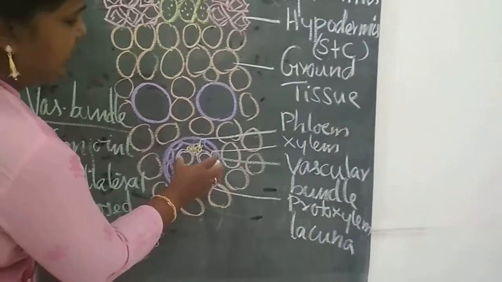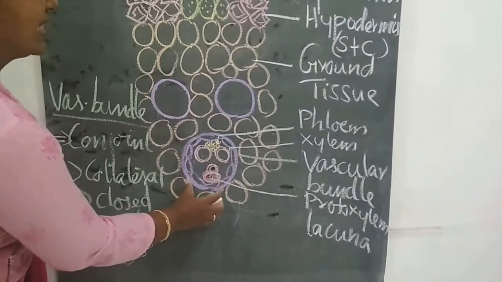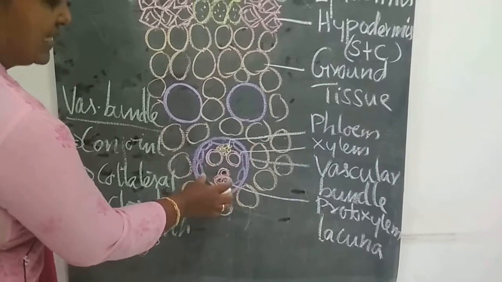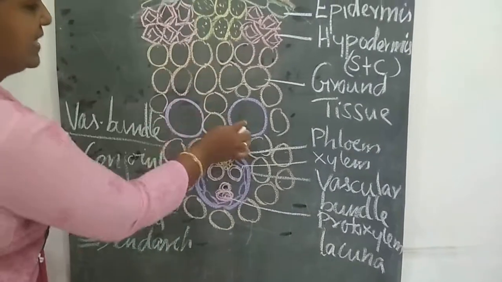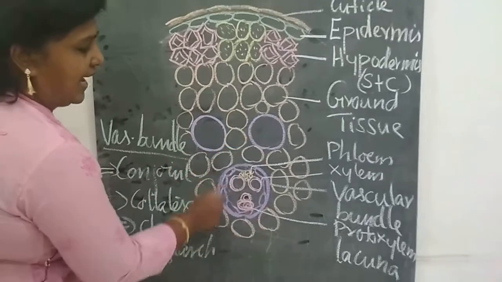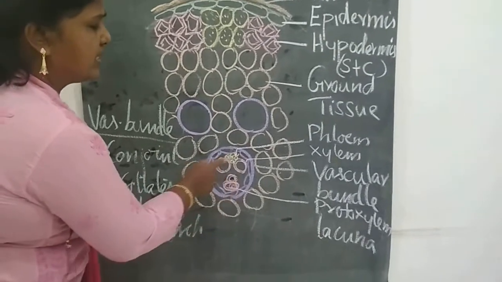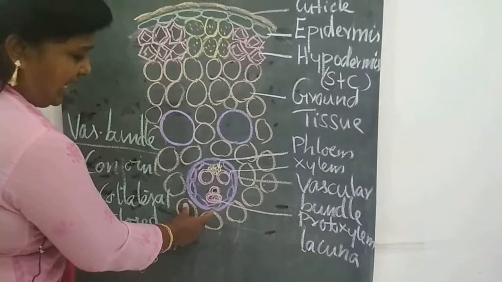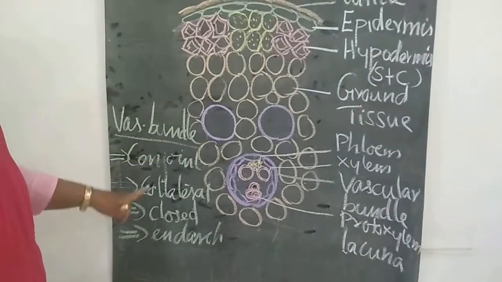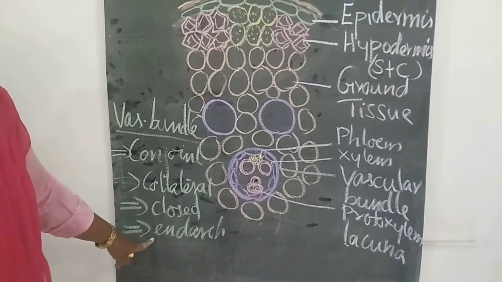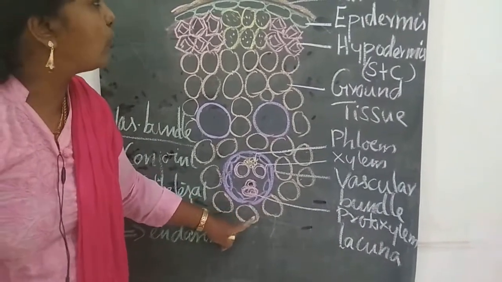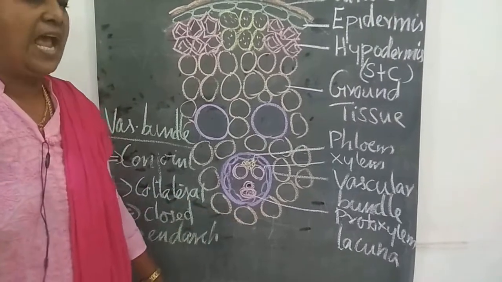Now it gives an appearance of a skull. This vascular bundle is scattered in the ground tissue, giving the appearance of a skull. The vascular bundle is conjoined, collateral, closed and endarched. The pith is absent in the monocot stem.